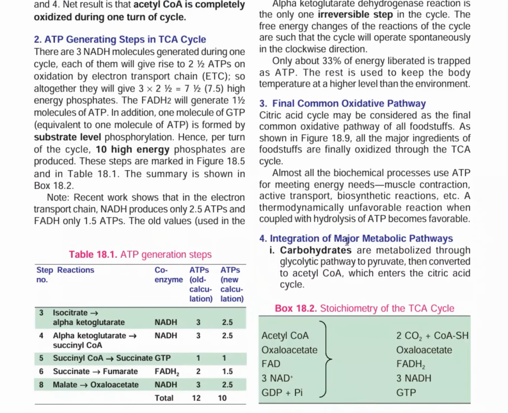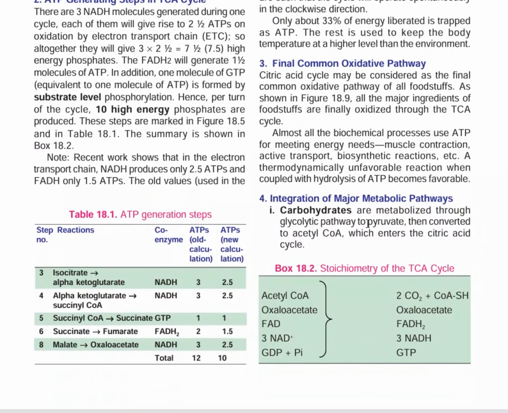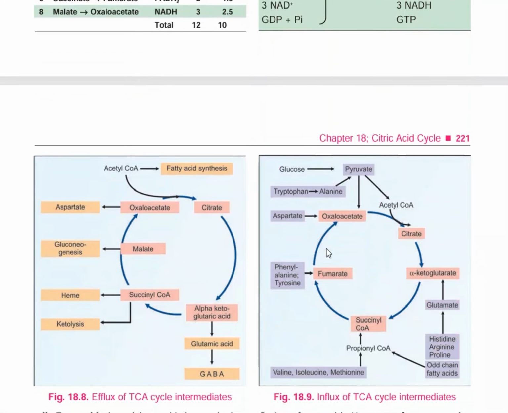And number 4, integration of major metabolic pathways. Carbohydrates are metabolized through the glycolytic pathway to pyruvic acid, then converted to acetyl-CoA, which enters into the TCA cycle. So it is one integration of these carbohydrate molecules.